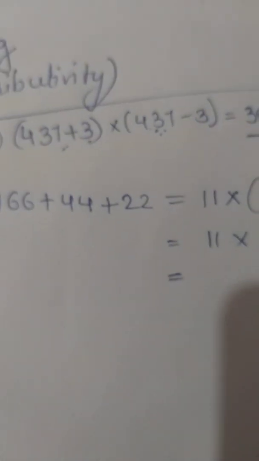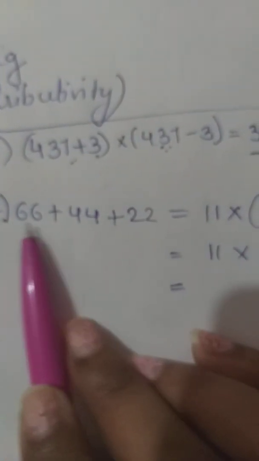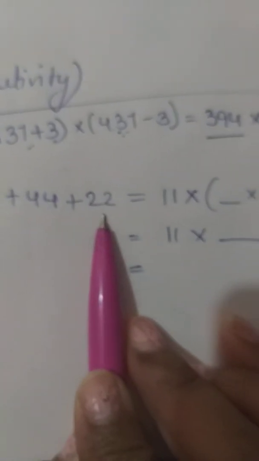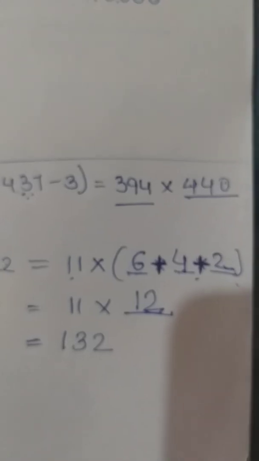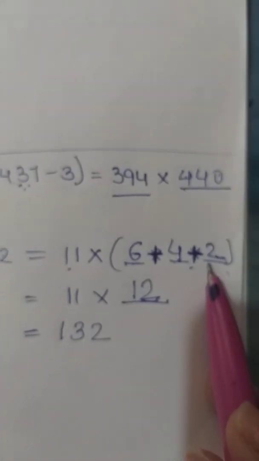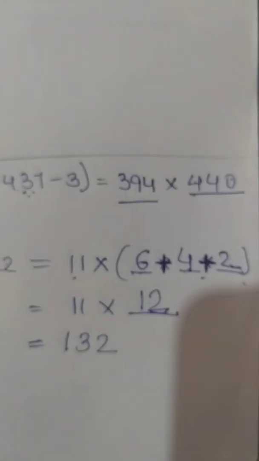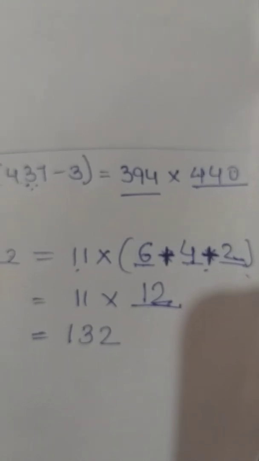The next question is 66 plus 44 plus 22 is equal to 11 multiplied by dash. See, I have written the question to evaluate this 66 plus 44 plus 22. Now take out the 11 in common. 6 plus 4 plus 2 is equal to 12. So 11 multiplied by 12, that is 132.